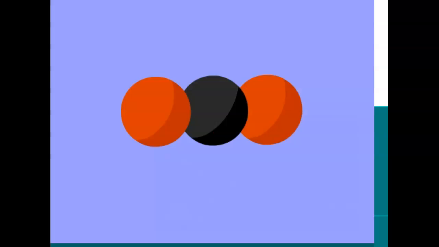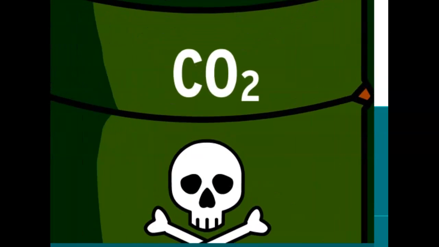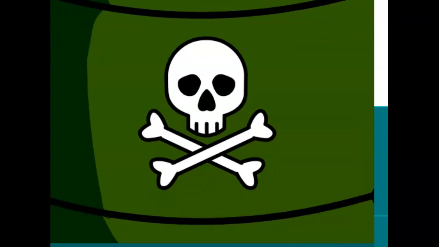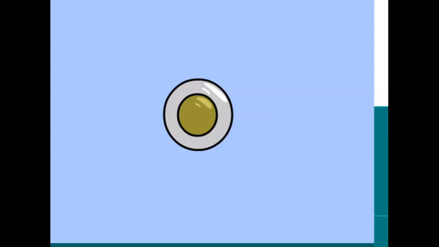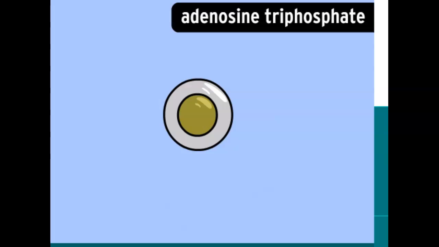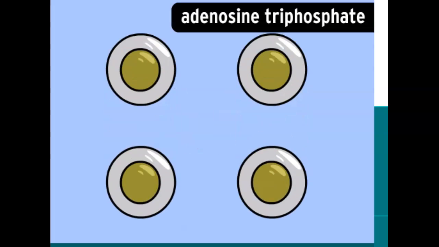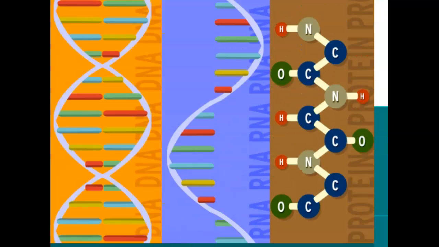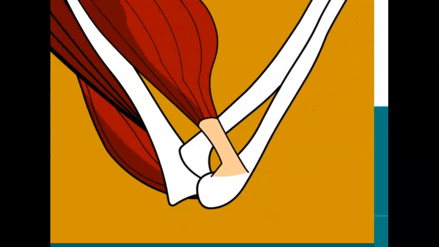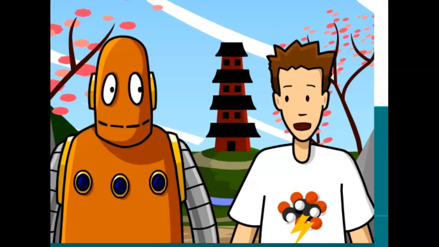Carbon dioxide is a harmful waste gas that your body needs to get rid of. If too much carbon dioxide builds up in your blood, you die. Right, the ATP. ATP stands for adenosine triphosphate, and cells use it to do everything that requires work. The energy in ATP lets cells synthesize complex organic molecules like DNA, RNA, and proteins. It powers the muscle contractions that let us move around. And lots more. That's true.